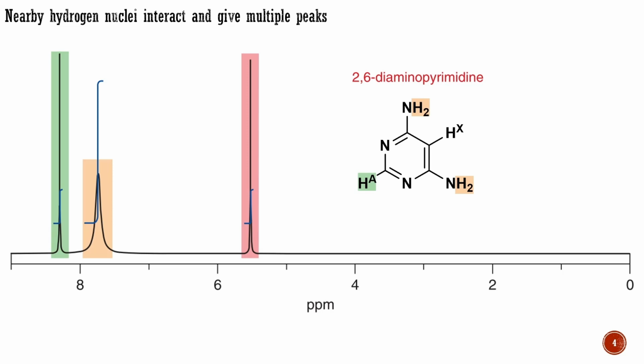The green proton labeled HA is attached to an aldehyde-like carbon-nitrogen double bond and so comes at lowest field. The red proton labeled HX is ortho to 2 electron-donating amino groups and so comes at high field for an aromatic proton. These protons do not couple with each other because they are too far apart. They are separated by 5 bonds, whereas the ring protons in cytosine are separated by just 3 bonds.